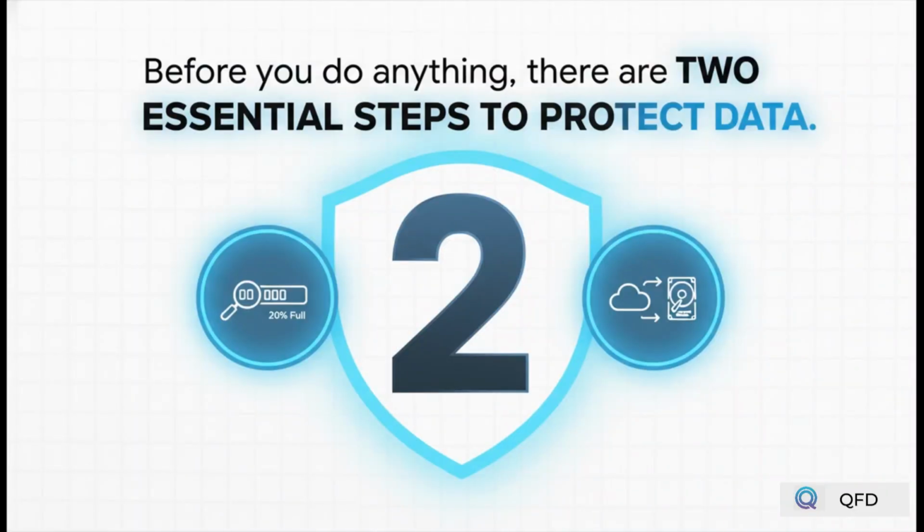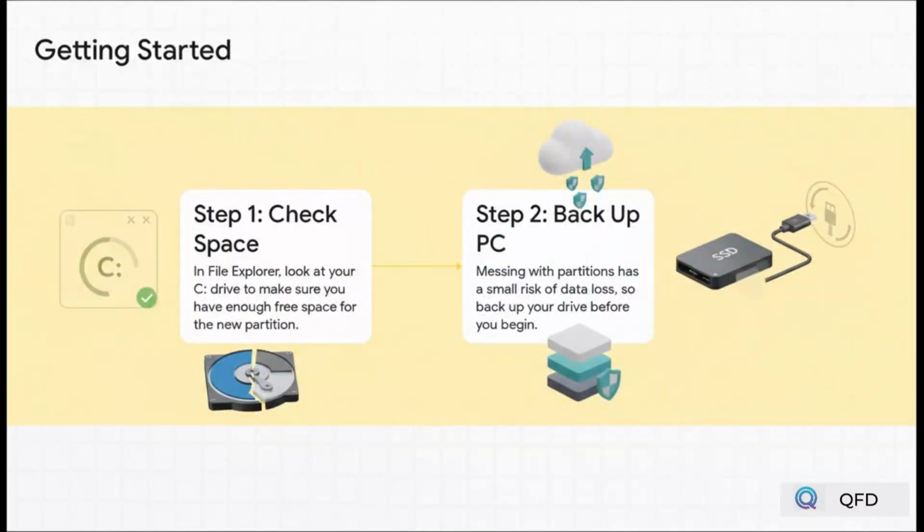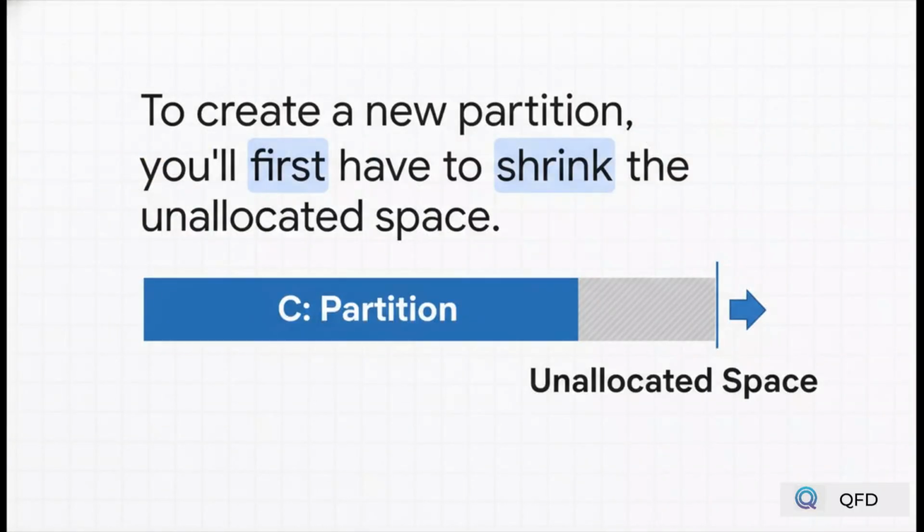Okay, hold on. Before we touch anything, there are two super important steps you can't skip. First, make sure you've got free space. And number two, this is non-negotiable. Back up your PC. All right, with that out of the way, let's start by shrinking your main C drive.